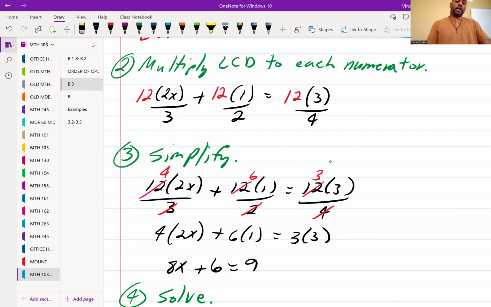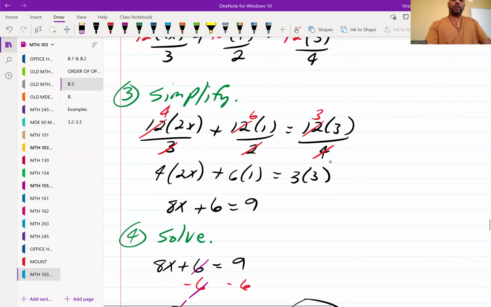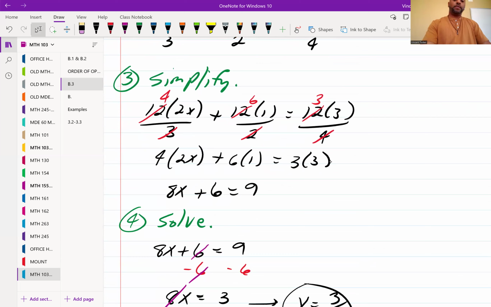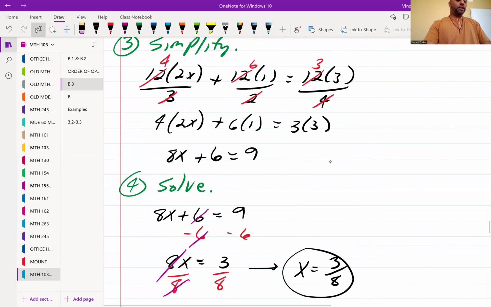So 4 times 2x is 8x, 6 times 1 is 6, 3 times 3 is 9. And so now we have 8x plus 6 equal to 9. And now we're going to just solve this equation like we've done the previous equations. Subtracting 6 from both sides, giving me 8x equal to 3, and then divide both sides by 8, and x is equal to 3/8.